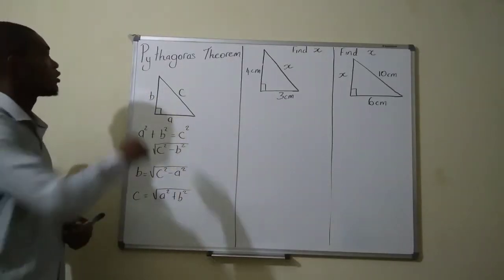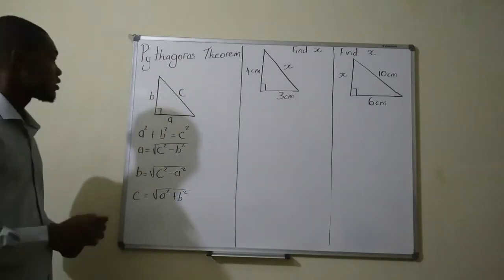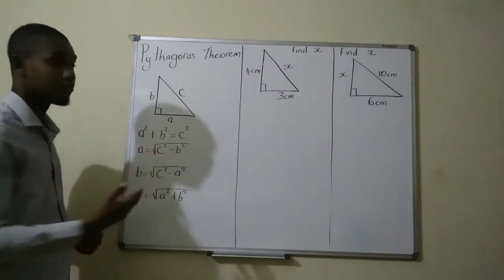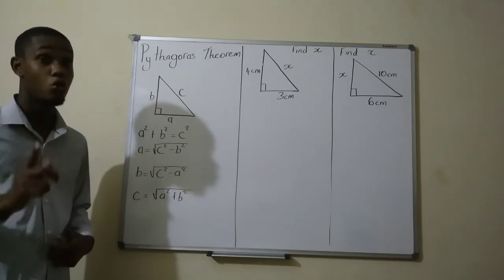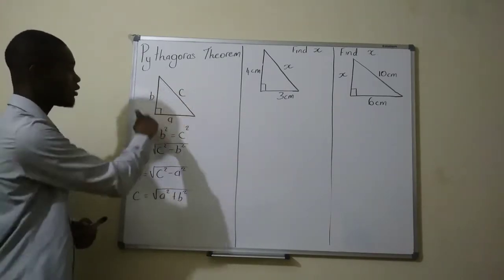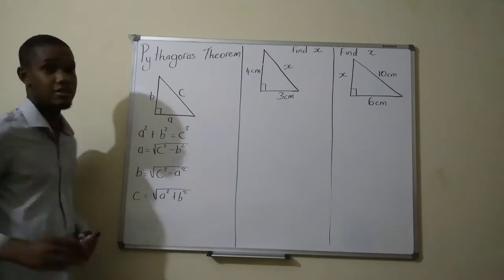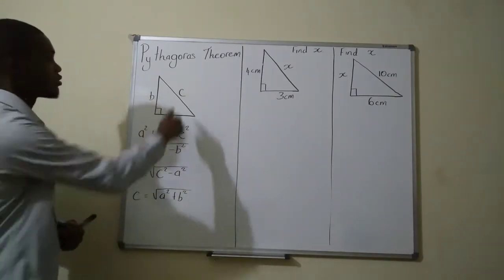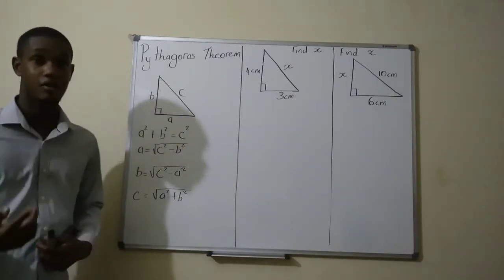So for this session, we are looking at Pythagoras Theorem. That formula is simply used for right angle triangles only. Now, it generally labels the triangle A, B and C. C is generally the hypotenuse. The hypotenuse is the longest side of a triangle.